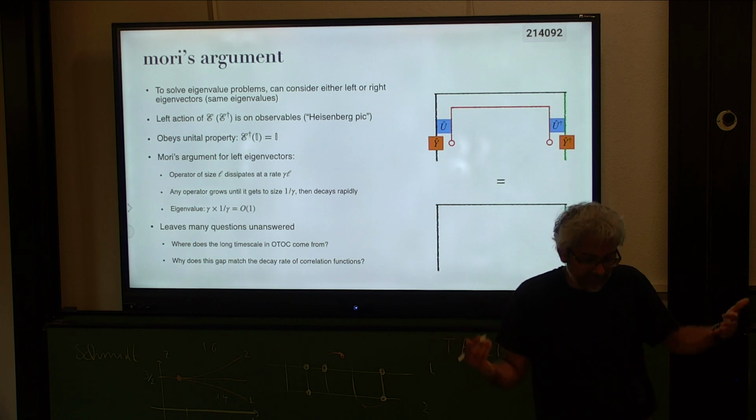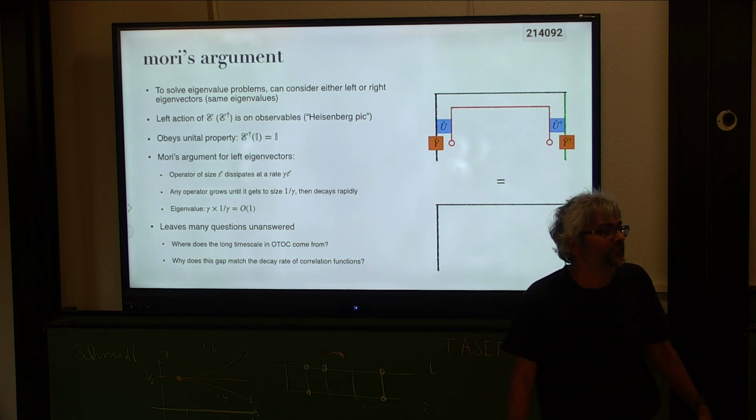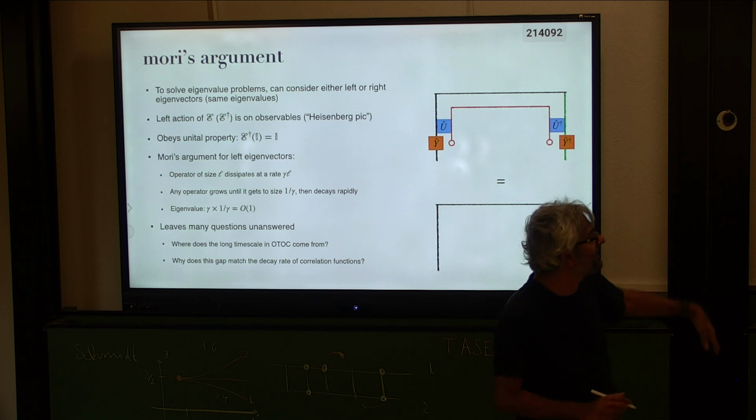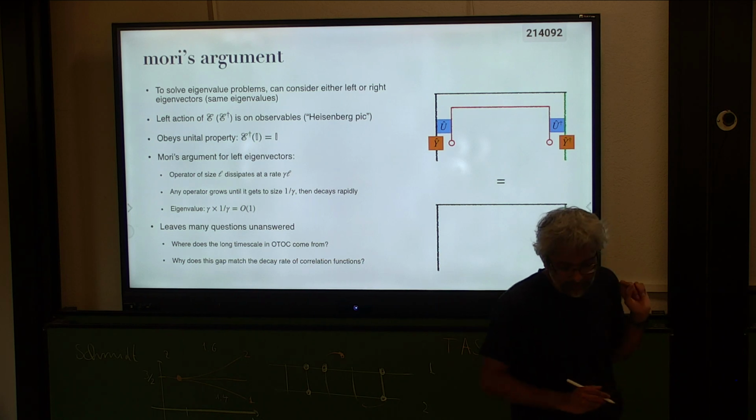And so as you take the dissipation rate to 0, the eigenmodes, the eigenoperators, get bigger and bigger, and that increasing size precisely balances out the decreasing decay rate per site. And so that was his argument. I'll make it a bit cleaner than it was in his paper in a slide or two.